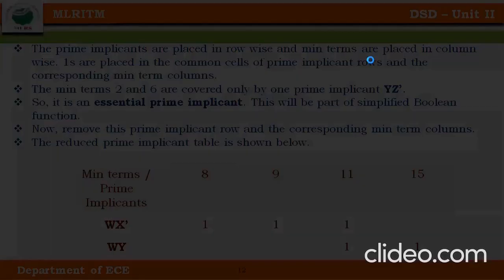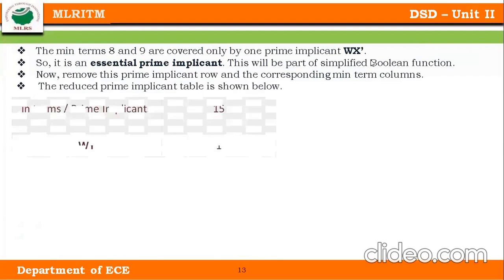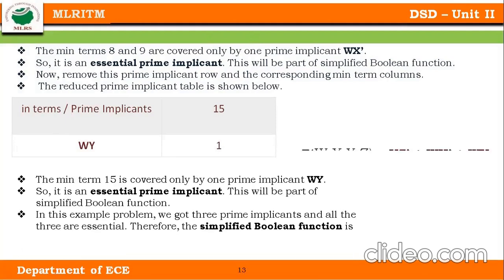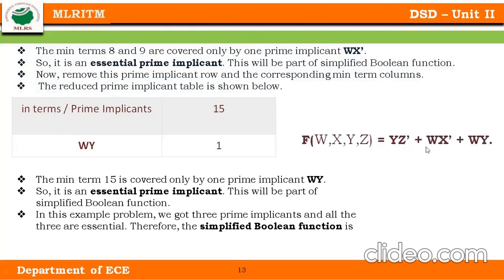So if you see w y, this is the only prime implicant covering minterm 15. Minterm 11 is also covered by only one prime implicant. So I can write my output expression as y z bar plus w x bar plus w y. In this manner, by drawing a tabular method, I can go and reduce the functions.